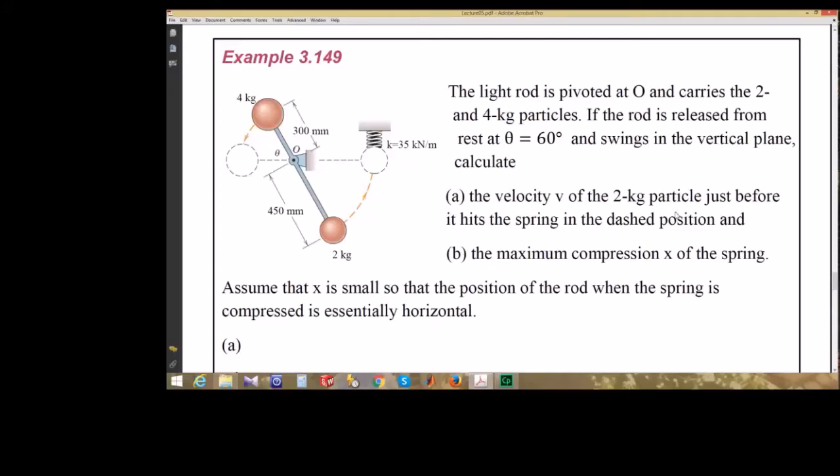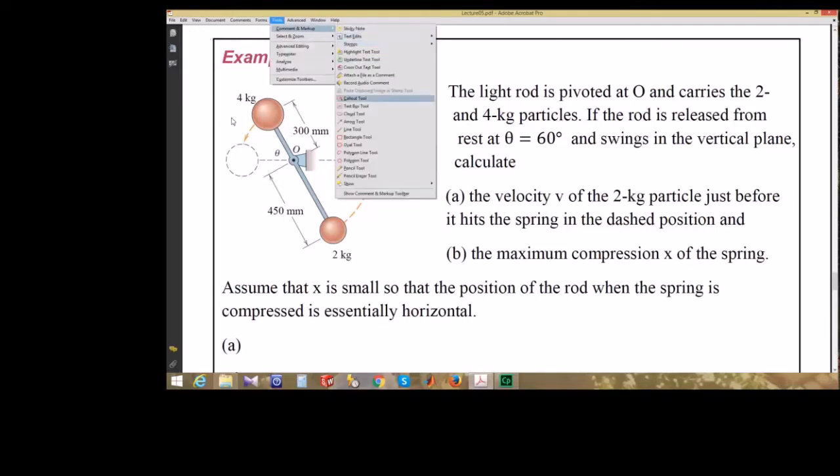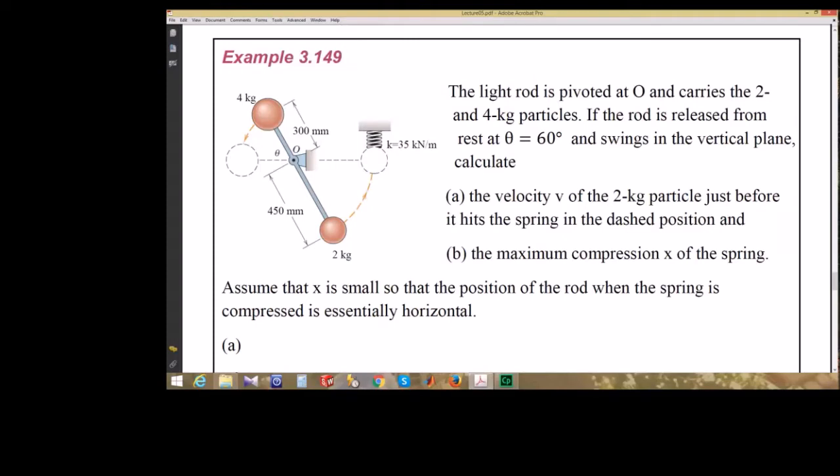Now this is our first example about work and energy equations. In this example, what we have is a rotational joint right at this location. This is our location at point O.